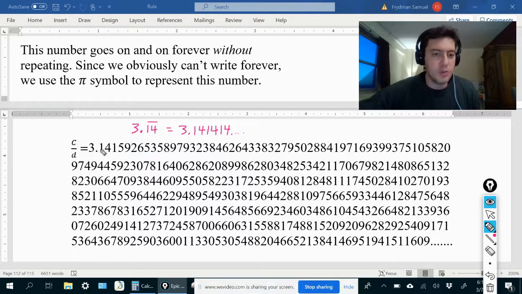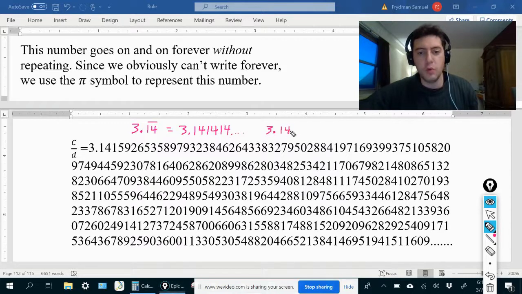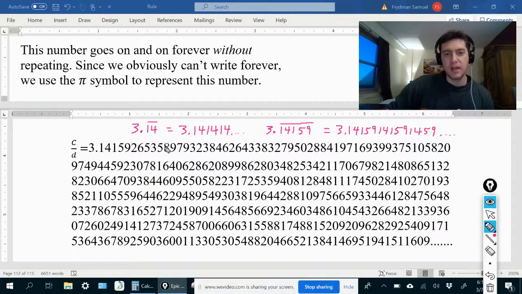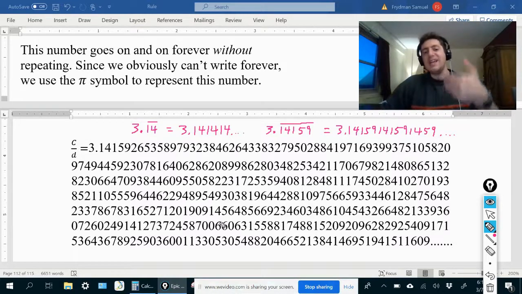Well, what if we did some more digits? What if we did 3.14159 and put a bar over all that? Would that be the same? No, that would just be 3.141591415914159, etc., forever. But this never repeats. It doesn't repeat starting at the beginning, and it doesn't repeat at any point further along.